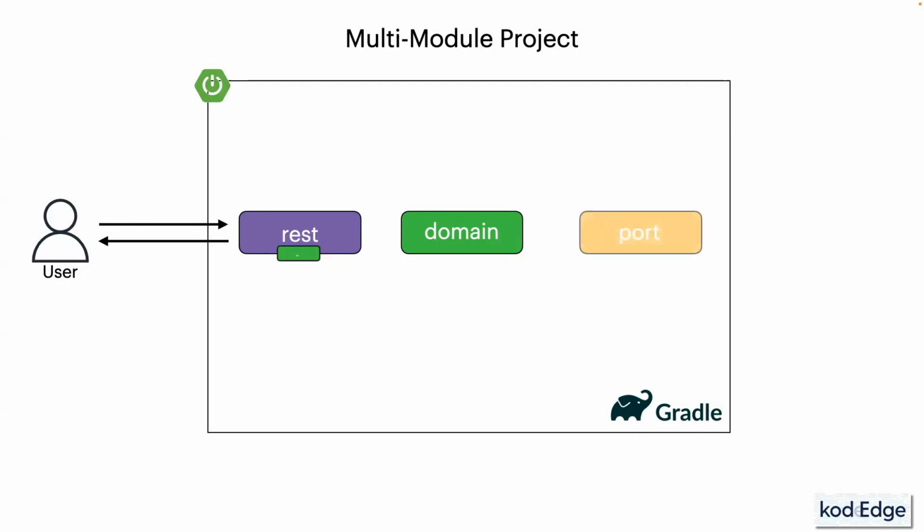Next module will be the port module. This module will interact with the external services to fetch the exchange rate data, convert response into the appropriate format for the domain module, and pass it to the domain module. Hence, the port module's build.gradle file will have dependency on the domain module.